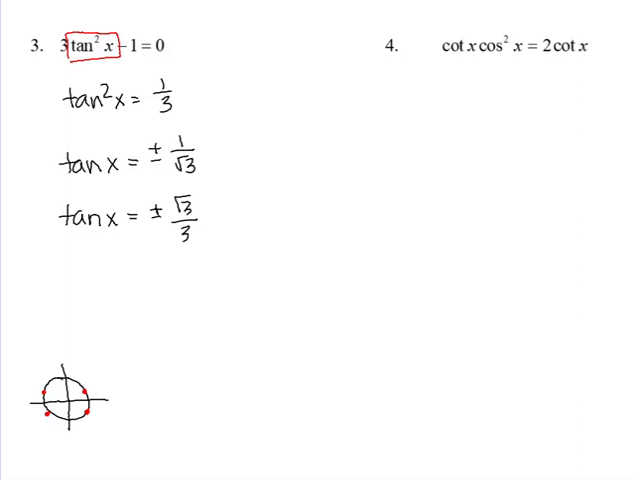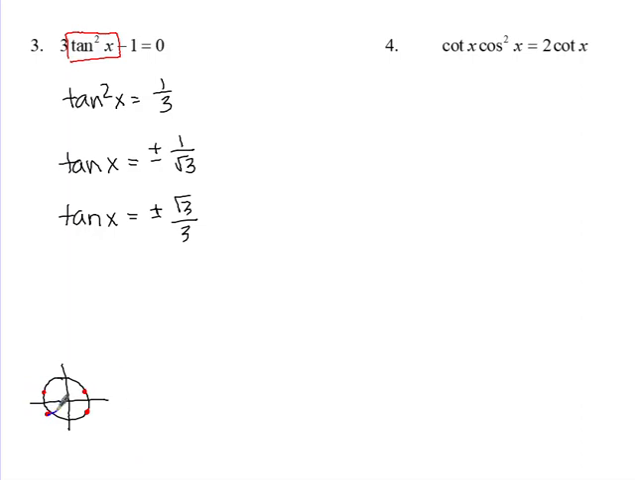So you could write out 4 different answers. x equals pi over 6 plus 2 pi k, x equals 5 pi over 6 plus 2 pi k, 7 pi over 6 plus 2 pi k, and 11 pi over 6 plus 2 pi k. But there's a more efficient way to write this.